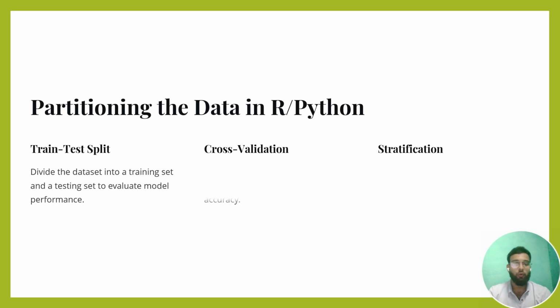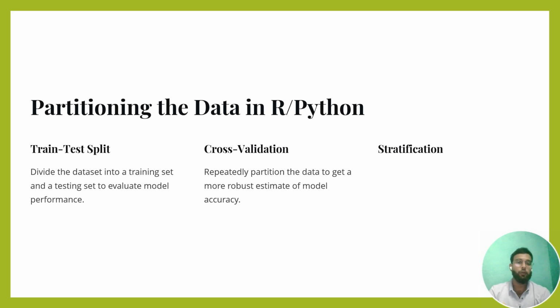Secondly, we can use cross validation, meaning we can repeatedly partition the data to get a more robust estimate of model accuracy. By partitioning the data into different forms, we can estimate the model and make it more accurate.